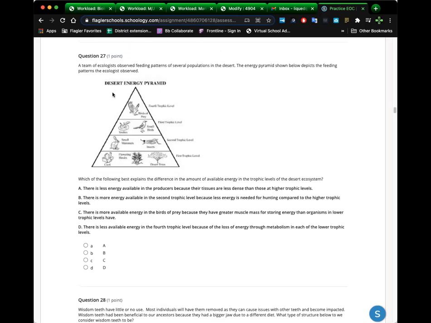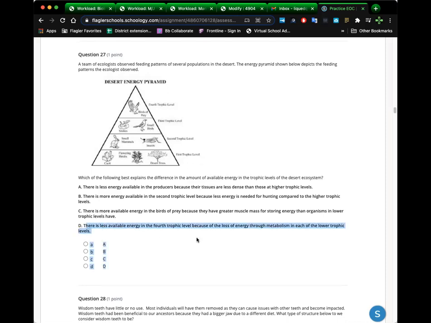All right, this one has to do with energy transfer and why there's less energy the higher you go up. We went over the 10% rule. Only 10% is transferred, which means 90% is lost. The reason it's lost is really just due to heat and metabolism. So all the functions the animal does, all the chemical reactions in the body, that's why. So it's going to be D.